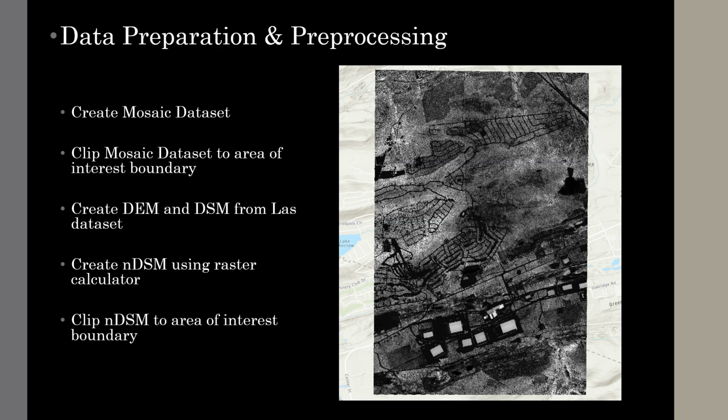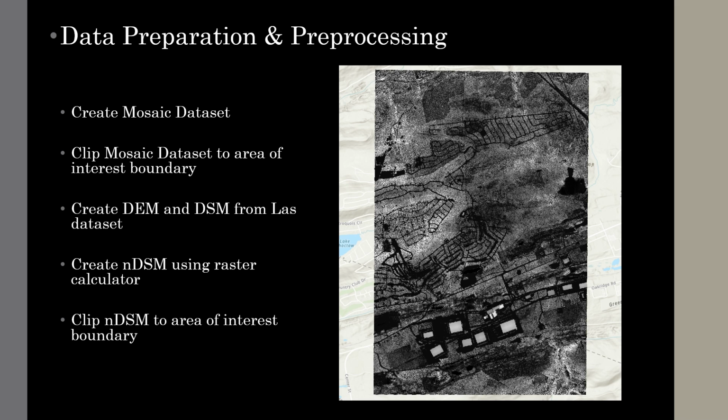There were several pre-processing steps in ArcGIS Pro needed to prepare the imagery and LiDAR for use in the analysis. The first step was to create a mosaic dataset in ArcGIS Pro for the NAIP imagery downloads. The area of interest intersected with multiple tiles, so creating a mosaic dataset was necessary to combine them. After creating the mosaic dataset, the area of interest boundary was used to clip the imagery.